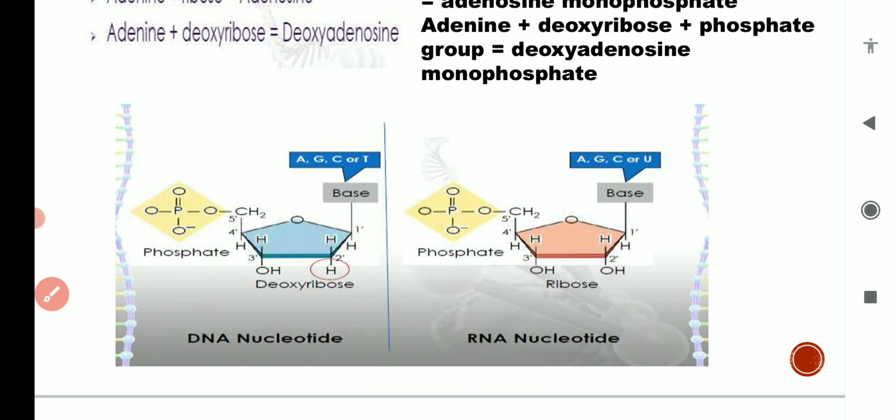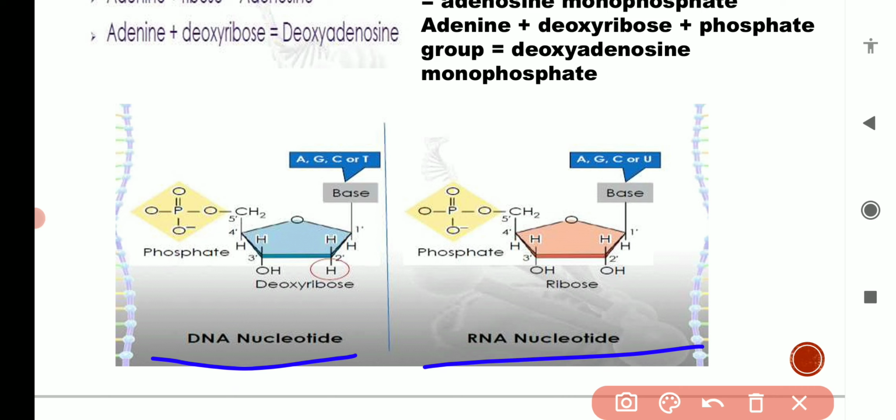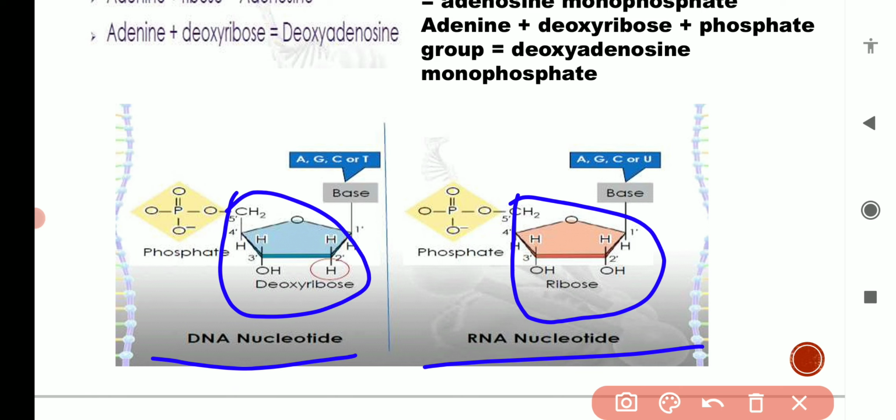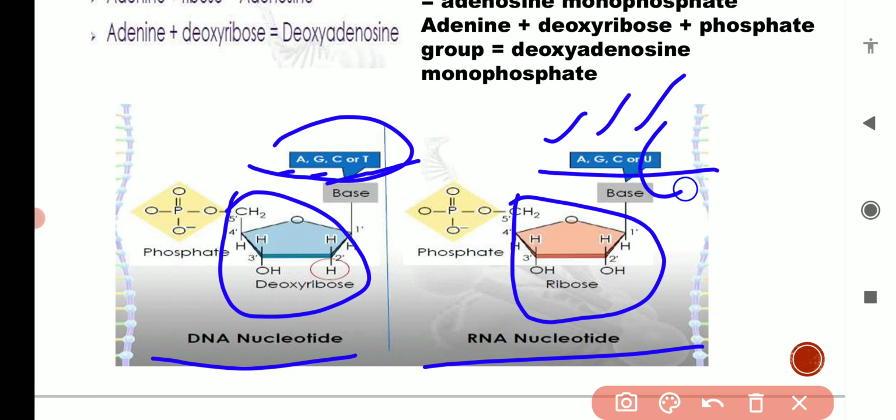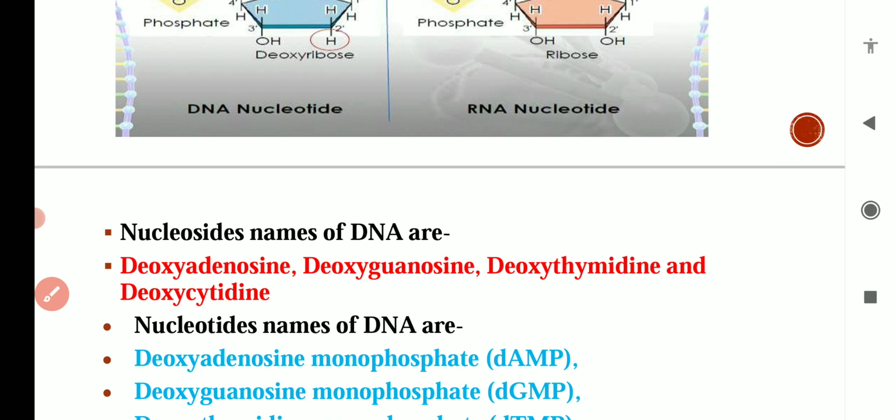Okay, so here you can see it is a DNA nucleotide, it is an RNA nucleotide. In case of RNA, the difference is that ribose sugar will be present, and in case of DNA, deoxyribose sugar will be present. Another difference is that here the 4 nitrogenous bases will be adenine, guanine, cytosine and thymine. Here the 4 nitrogenous bases will be adenine, guanine, cytosine and uracil. So these are the 2 differences found in the nucleotide structure of DNA and RNA.